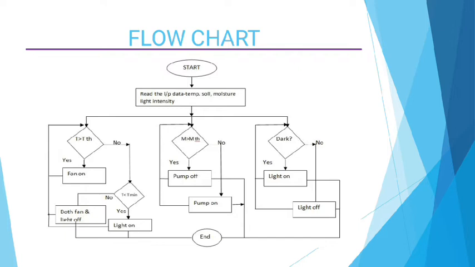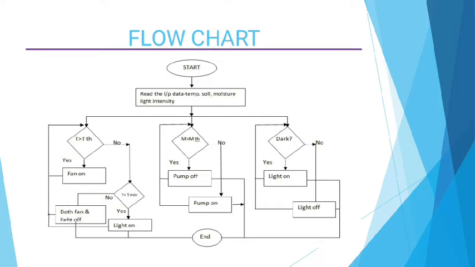Now there are three conditions checked in parallel for three parameters. First one is temperature. If the temperature is greater than the maximum threshold temperature, the fan is turned on for cooling purpose and it returns to the loop. If no, then there is another condition check, that is, if the temperature is less than the minimum threshold temperature. If yes, then the light will be turned on for heating purpose, and if no, then both the fan and light will be turned off and it returns to the loop.